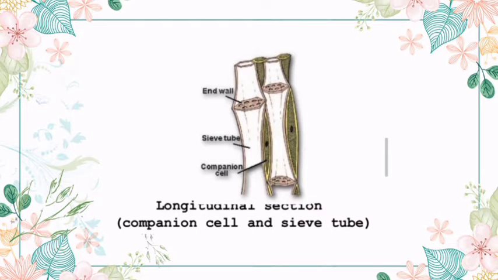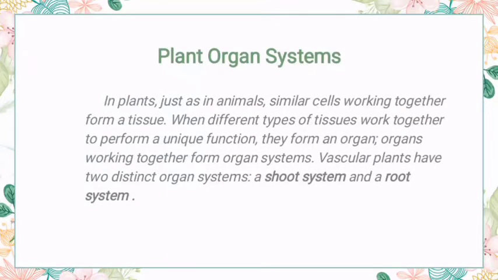So let's move on to plant organ systems. In plants, just as in animals, similar cells working together form a tissue. When different types of tissues work together to perform a unique function, they form an organ. Organs working together form organ systems. Vascular plants have two distinct organ systems, ang shoot system at ang root system.